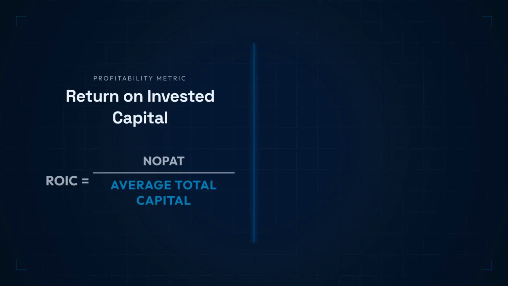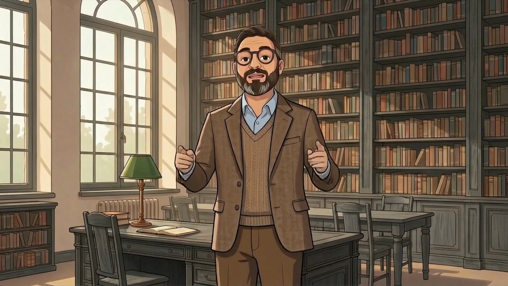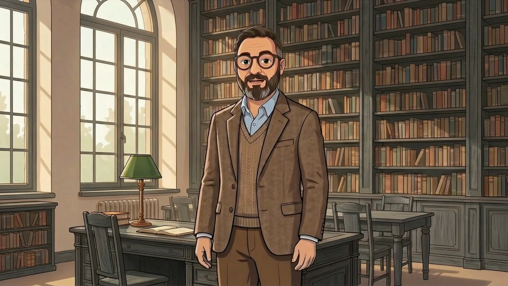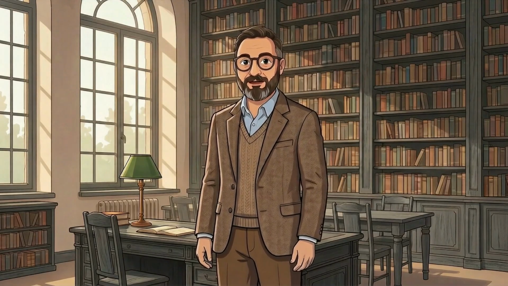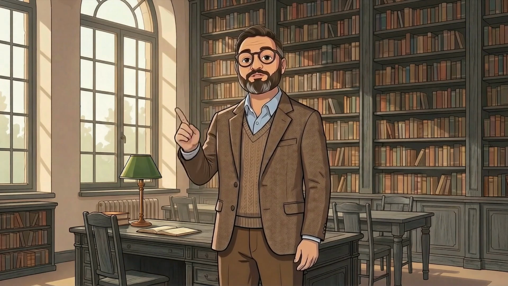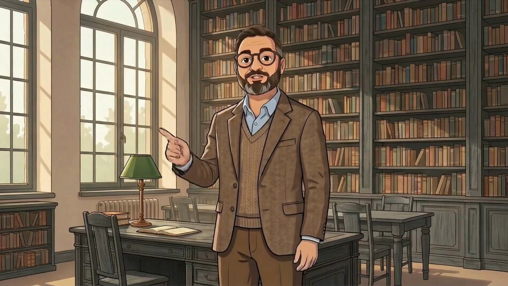Let's get started. We start with the two most powerful measures, return on invested capital and return on equity. ROIC tells us how much operating income a company generates for every dollar of capital invested, while ROE focuses strictly on the returns generated for equity holders. The key here is comparison. Both ROIC and ROE should be measured against the firm's cost of capital. When a company earns returns above those costs, it's not just making money, it's creating real value for its shareholders.